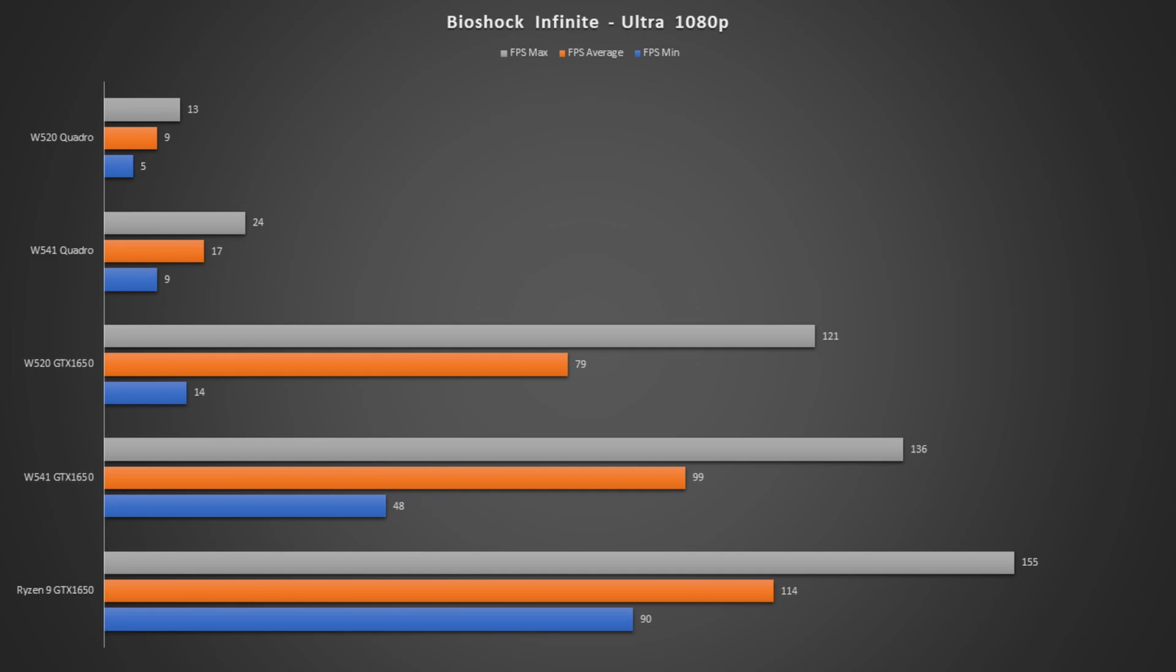As you can see, it's still playable on GTX 1650 on W541. On W520 there are some massive drops, but it's not affecting the overall performance that much, so it's still playable. And again, Ryzen 9 is about 2 times better when it comes to FPS min, so it has much better performance. If you look onto the Quadro graphics on laptops, it's still unplayable. Okay, and now we can dive into in-game videos.